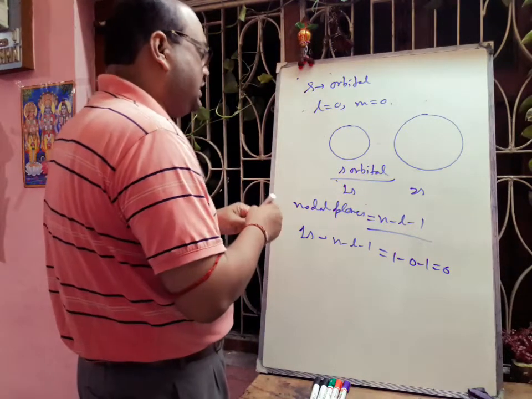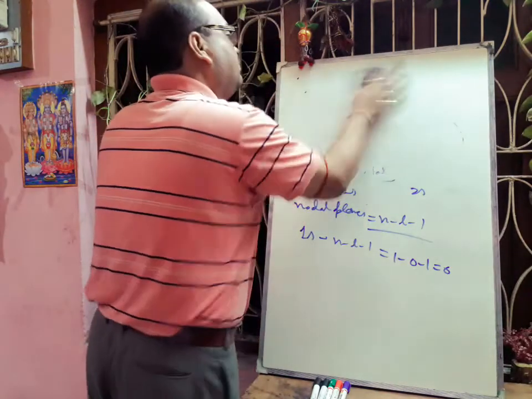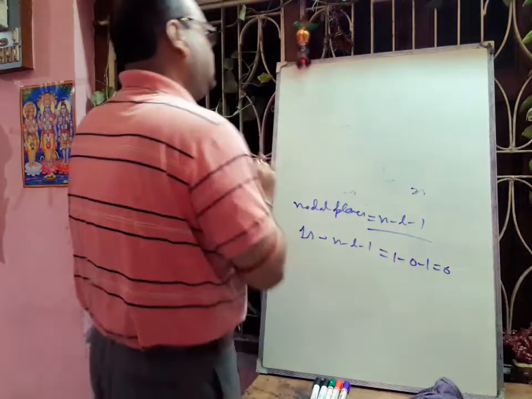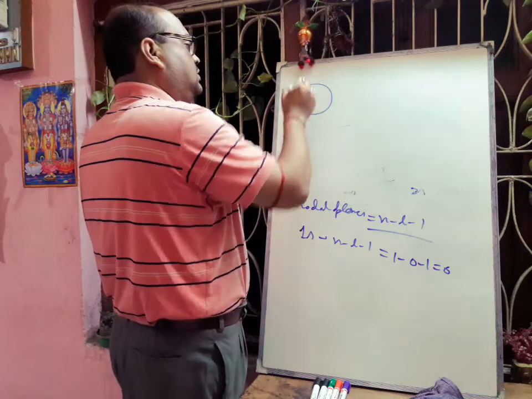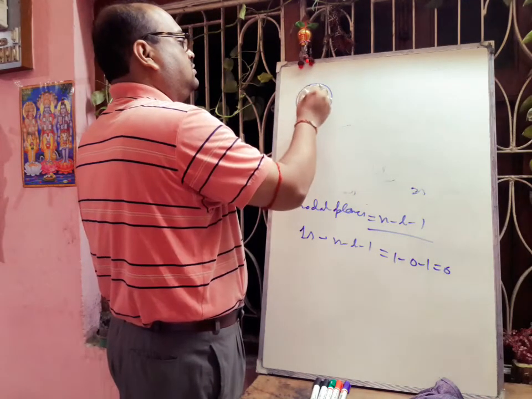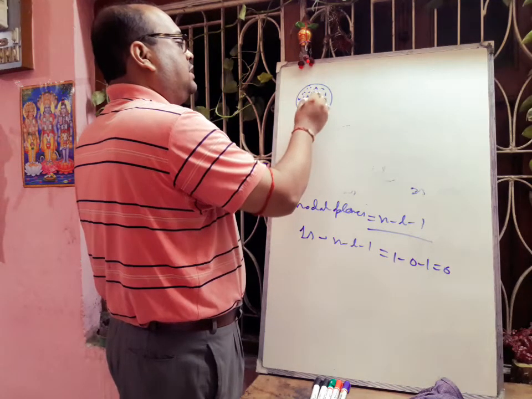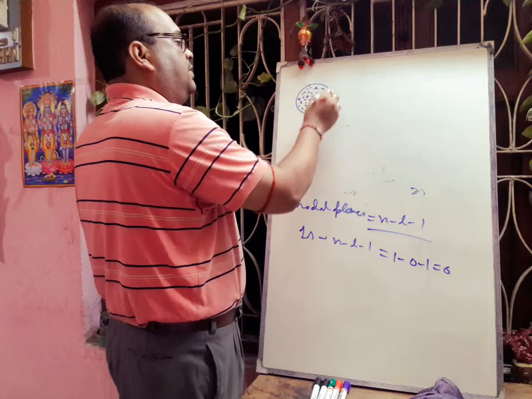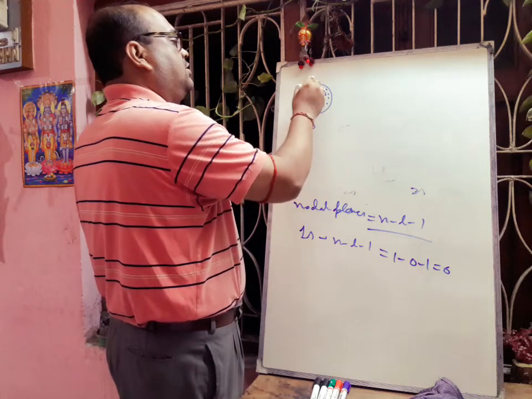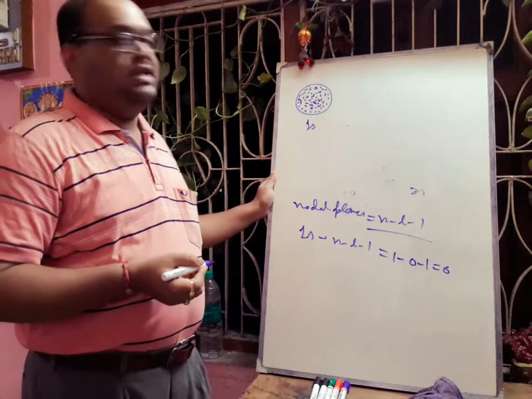So if we draw the structure of the 1s orbital, you can easily understand. Suppose this one is 1s. So everywhere there is electron. There will be no space where the density of electron is 0 in the 1s orbital, because there is no node or nodal plane in this 1s orbital.